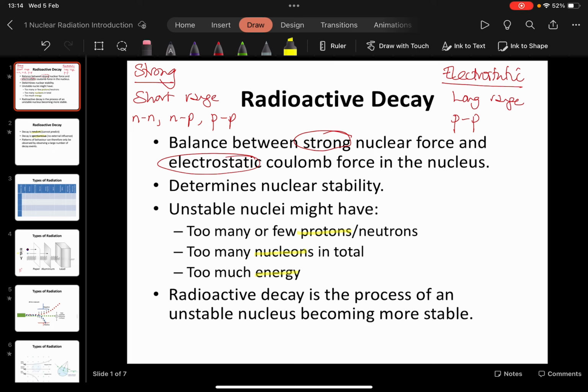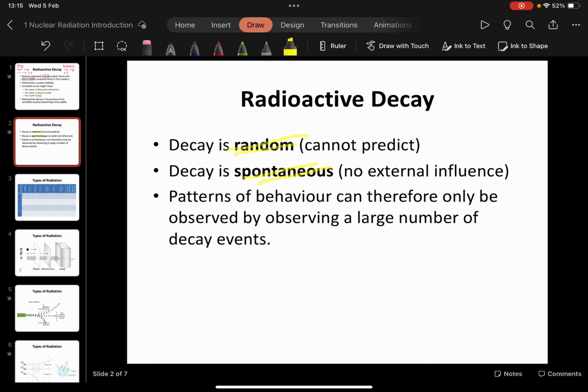And finally, it could just be that the nucleus has got too much energy, and so it needs to get rid of some of that energy in order to become more stable. And that's what radioactive decay is all about. It's an unstable nucleus doing something to become more stable. And the doing something is alpha, beta minus, beta plus, or gamma, or a combination of those events.